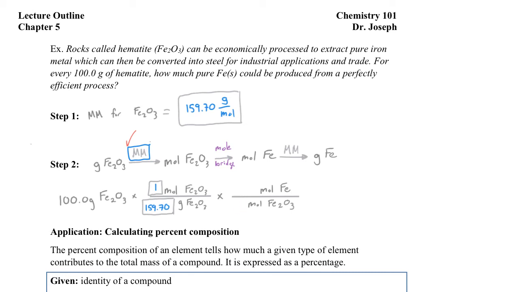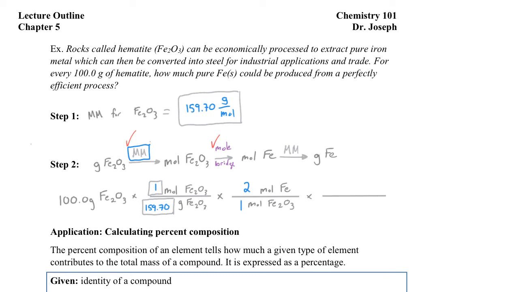So where do we find those? Well, that's right. They're in the formula of hematite. Notice that if we had exactly 1 mole of hematite, so if there was a 1 here, that would mean we would have 2 moles of iron. So actually, hematite has quite a bit of iron in it.